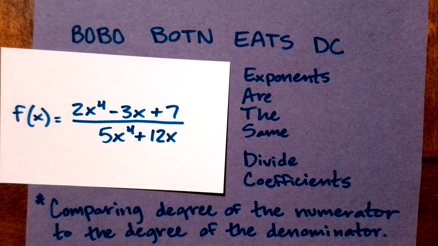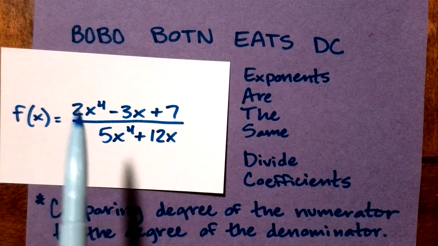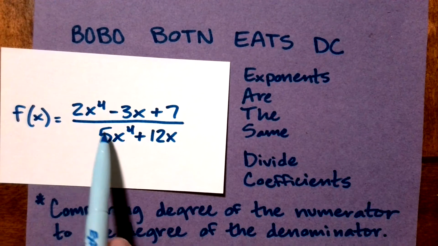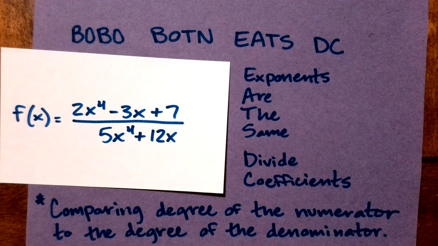Last one of these. We've got a 4th degree in the numerator and the denominator. Exponents are the same. Divide coefficients. We're using the coefficients in front of that x to the 4th, and so we would have y equals 2/5.